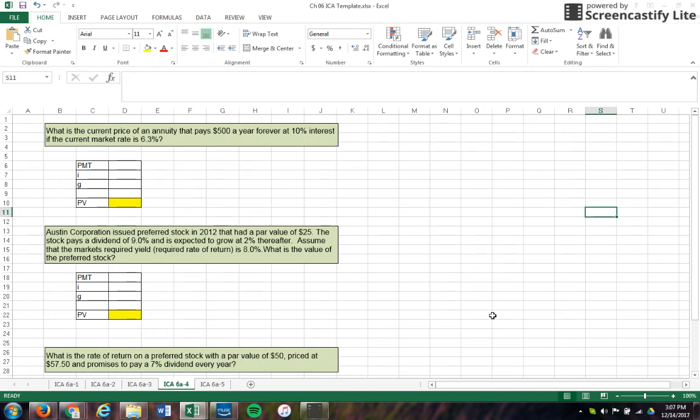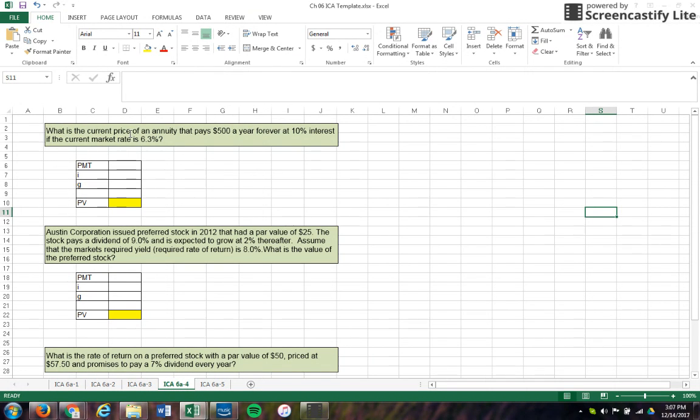And the formula for the present value, what a perpetuity is worth today, is simply the recurring payment divided by the interest rate, or the recurring payment divided by the interest rate minus whatever growth rate would be included in that. So let's look at this. We'll look at the first couple here on ICA 64.